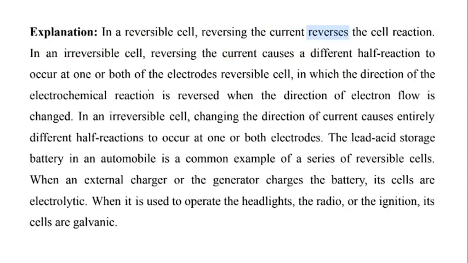So this is the explanation of this question. In a reversible cell, reversing the current reverses the cell reaction. This case is for a reversible cell. Here A to B, but when you change the direction, it will be B to A. But in an irreversible cell, reversing the current causes a different half reaction. Here if you change the current, it will not form A, it will form C, a different way.